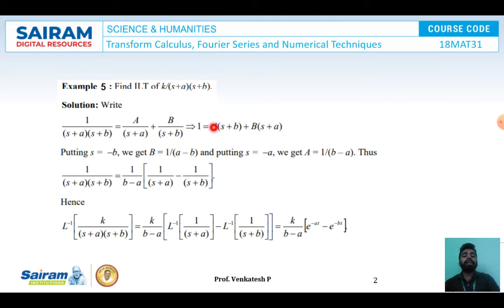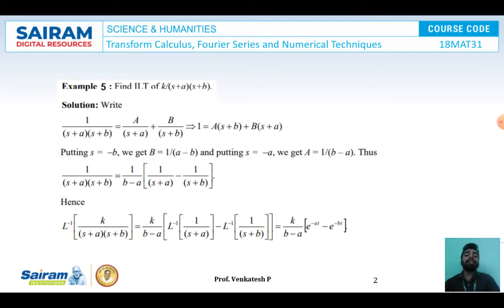To find capital A, we have to make the B term 0. To find capital B, we have to make the A term 0. So now I am going to find the value of capital A. For that I am going to replace s is equal to minus a. If I replace s is equal to minus a in this equation, the B term completely gets eliminated. We can find the value of A. So we got A is equal to 1 by (b minus a). Similarly, to find capital B, I am going to replace s is equal to minus b in the above expression. After replacing s is equal to minus b, this term vanishes. So we got B is equal to 1 by (a minus b).